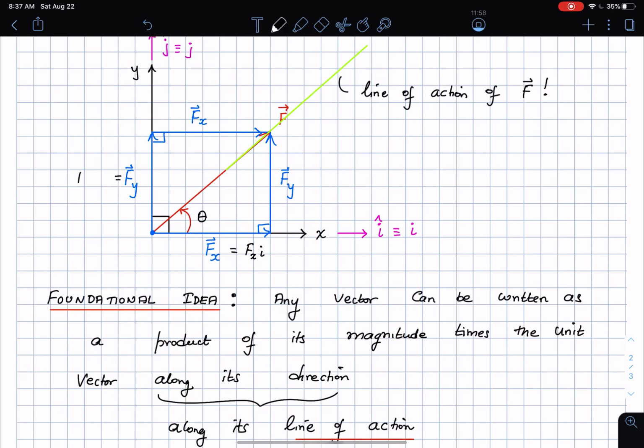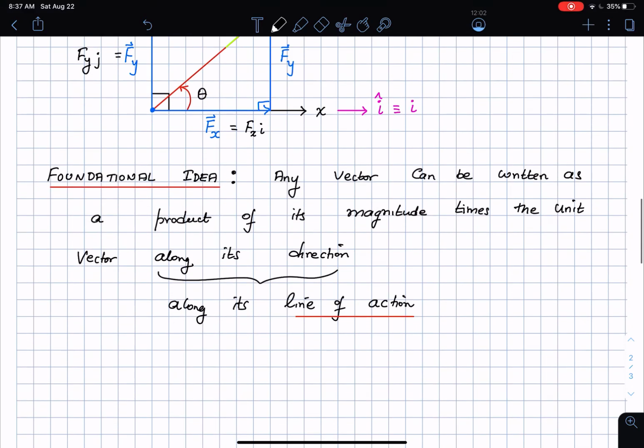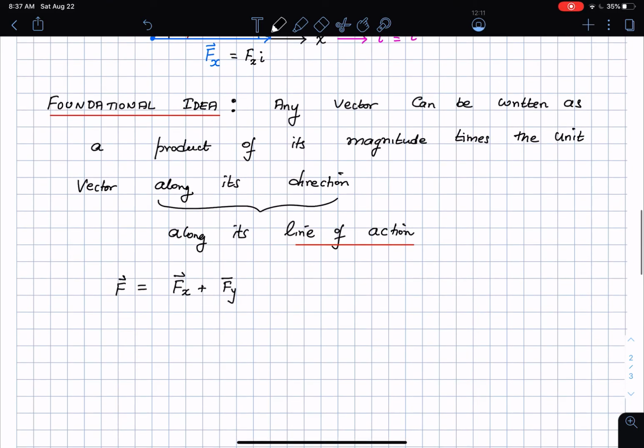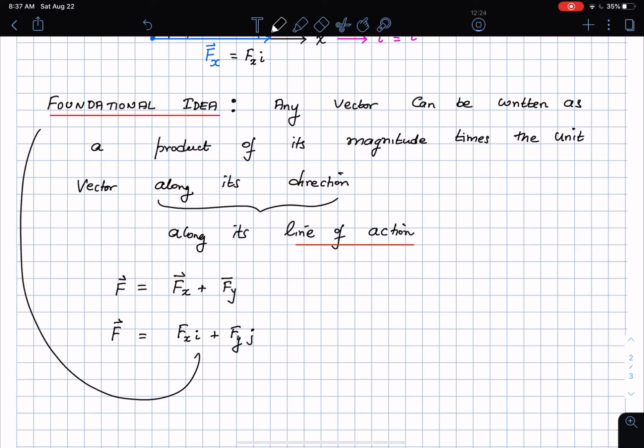Likewise, this is going to be fy times little j. Which means that if I come back here, vector f was originally vector fx plus vector fy. Now this can be written as fx in the i direction, fy in the j direction. This is by making use of this foundational idea. That is the importance of this idea, and I can take this a step further.